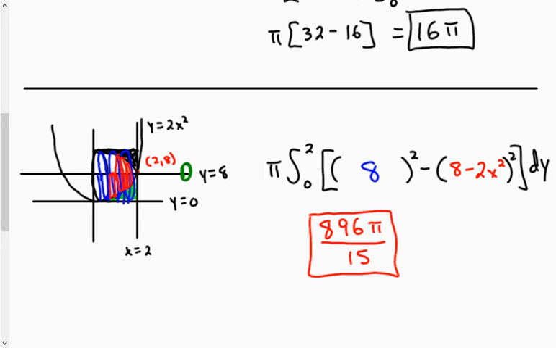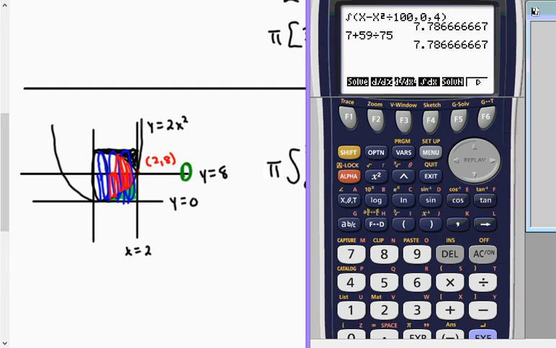All right, maybe on this one here, I'll type it in the calculator real quick just to confirm it. What we would do here is go to options, integrate, and then do 8 squared. I guess I don't need parentheses there. 8 squared I know is 64. Then we're going to subtract 8 minus 2x squared, that whole thing squared, and then we just did it from 0 to 2.